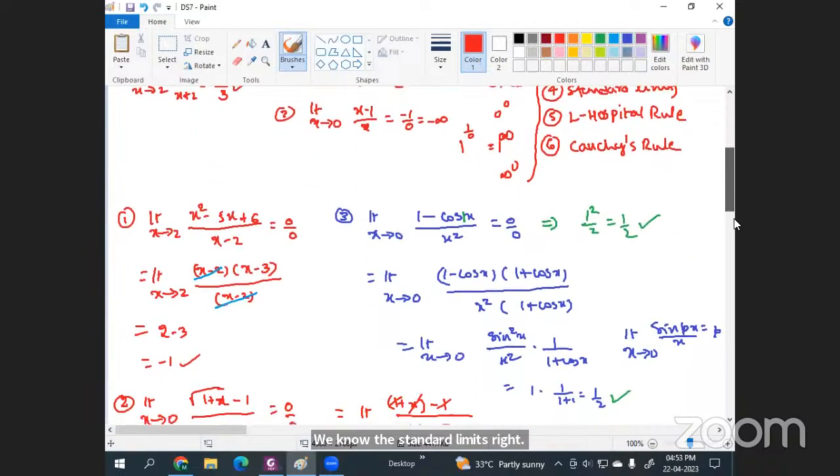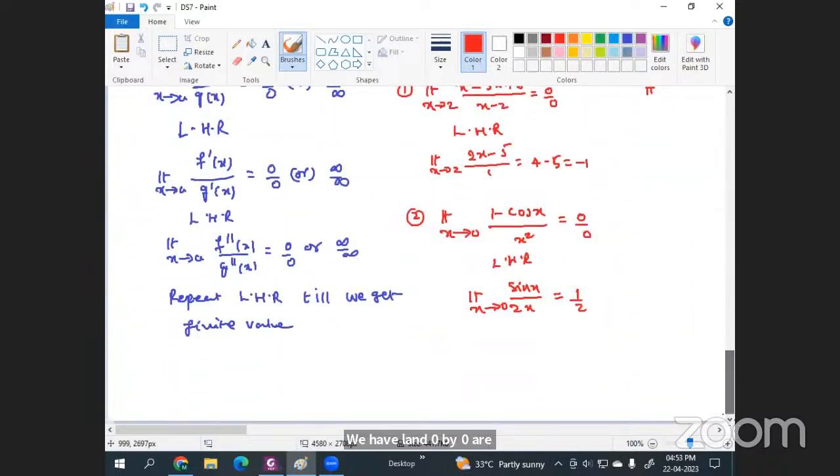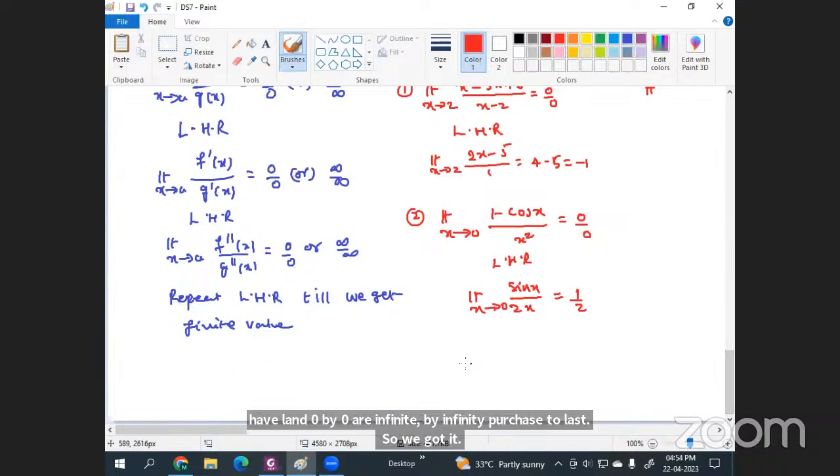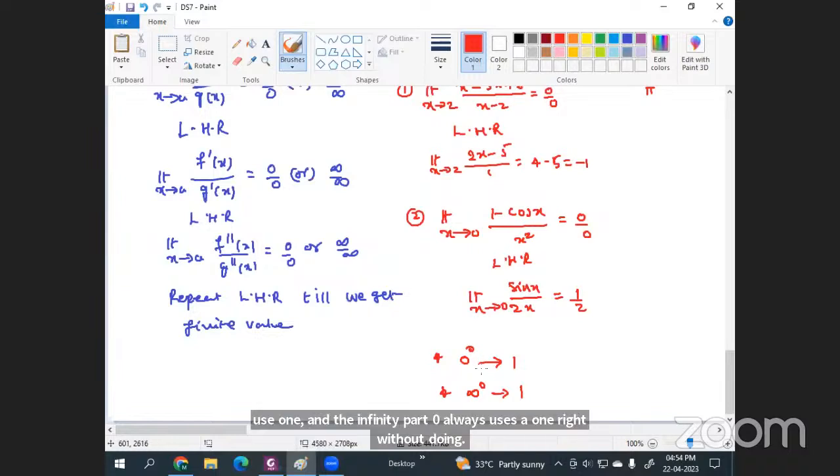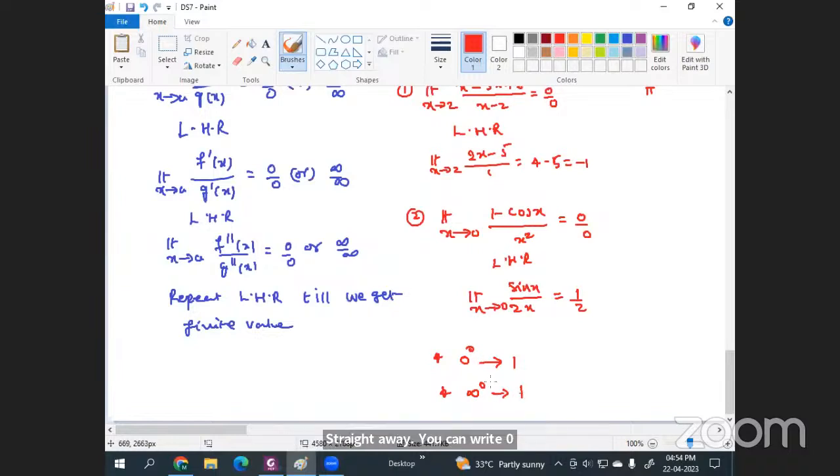Next, I want to give you one more shortcut for any type of problems: 0 per 0 always gives 1, and infinity per 0 always gives 1. Without doing anything, straight away you can write 0 per 0 is 1, infinity per 0 is 1. This is a shortcut we have given.